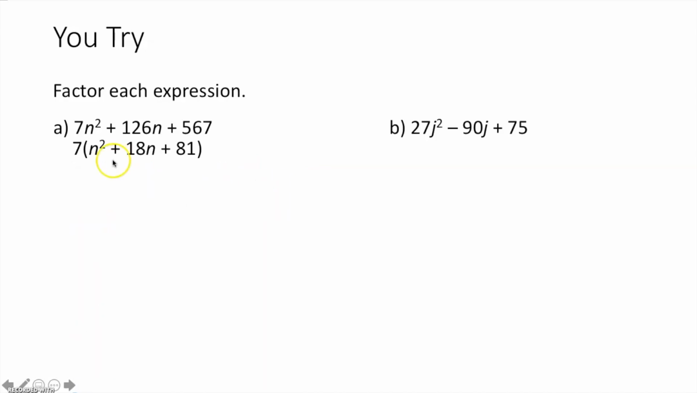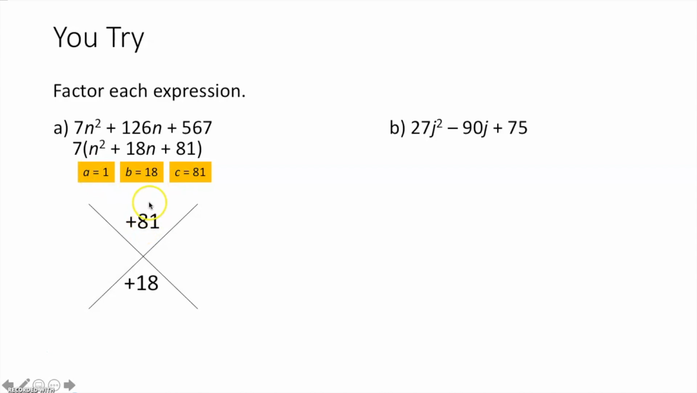But let's say you forgot how to do that. In here, if you want to factor n squared plus 18n plus 81, you just use the magic x. A is equal to 1, b is equal to 18, and c is equal to 81. You take the magic x, multiply a times c, put that on top. Your b value goes on the bottom. You then think about two numbers whose product is 81 and whose sum is 18. That's going to be 9 and 9. Divide each of those by your a value. Write your answer going bottoms up.